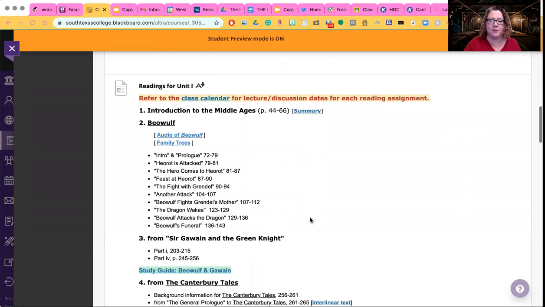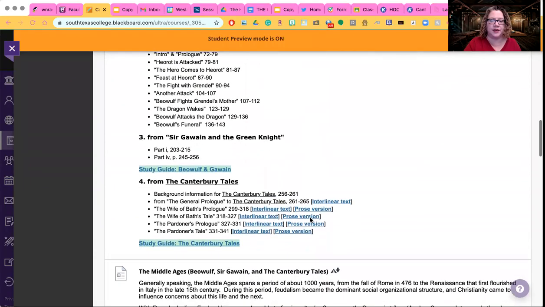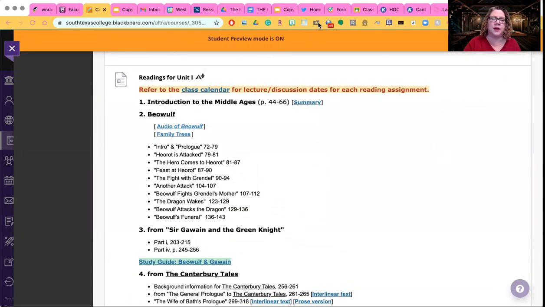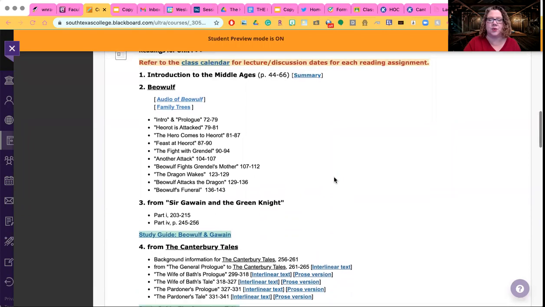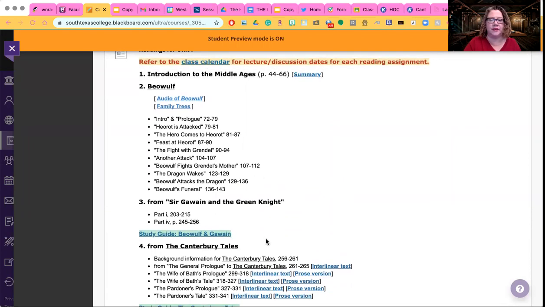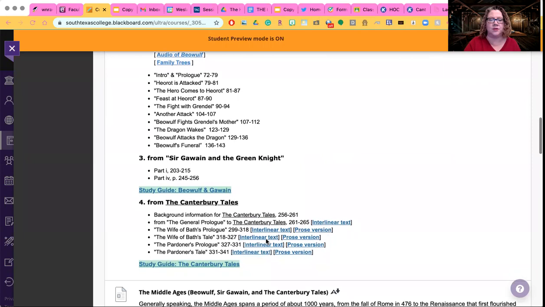The beginning part of the Canterbury Tales, you will notice that I went ahead and put in some study guides right here in the reading list. And I'm going to do this throughout the units as we progress through the term.